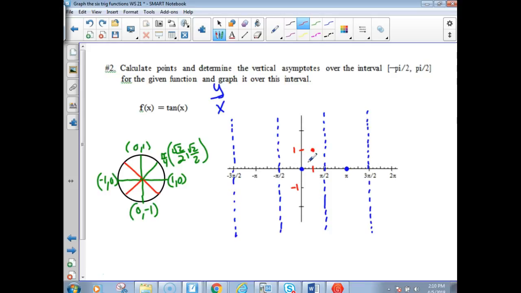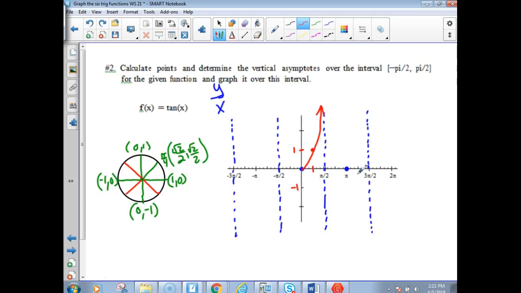Okay, quadrant 1 is from 0 to pi over 2, and I'm at positive. So that means this thing is doing something, and it's coming through here and running up along its asymptote, because we know our graphs run along our asymptotes, right?